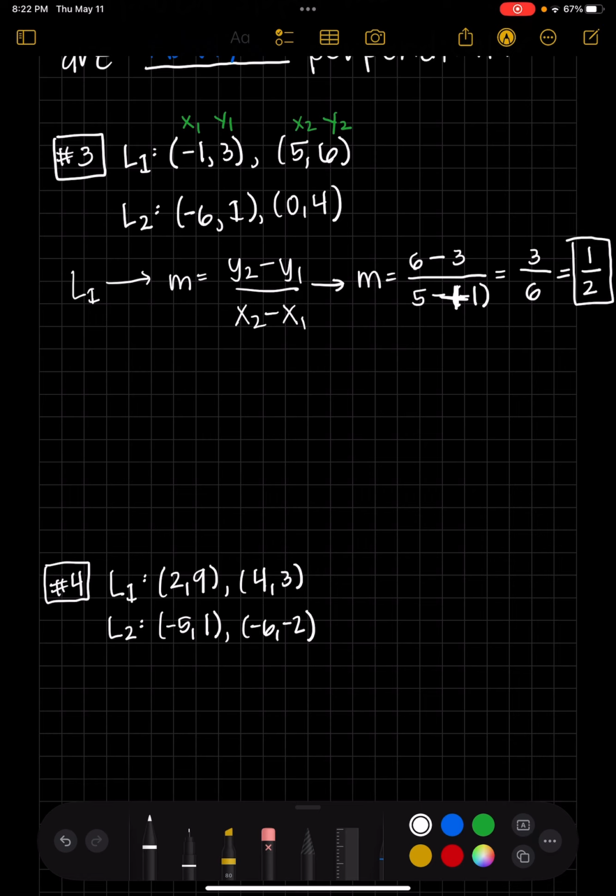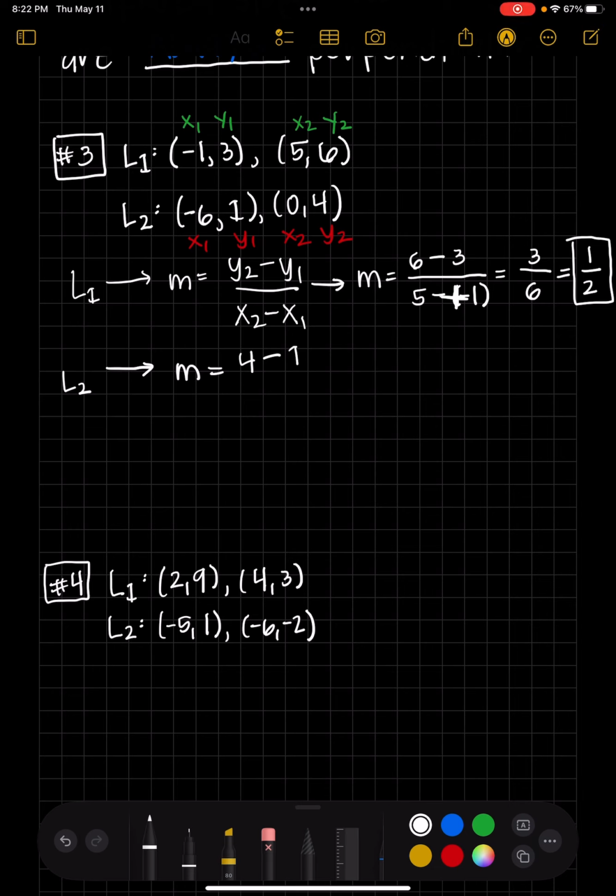All right, now let's look at the second line, so L2. And once again, we're going to use the slope formula. I won't rewrite it. We would have x1, y1, x2, y2 again, and we're going to plug in what we know to the formula. So we start with y2, which is 4, minus y1, which is 1, over x2, which is 0, minus x1, which is negative 6. We plug that in inside parentheses.